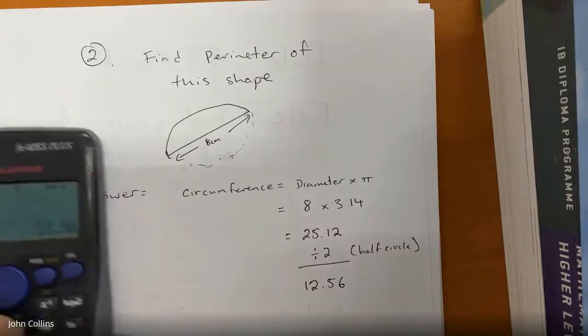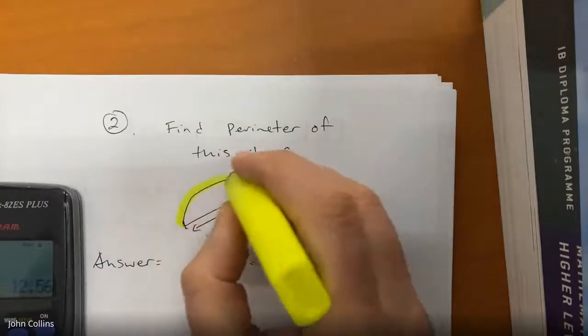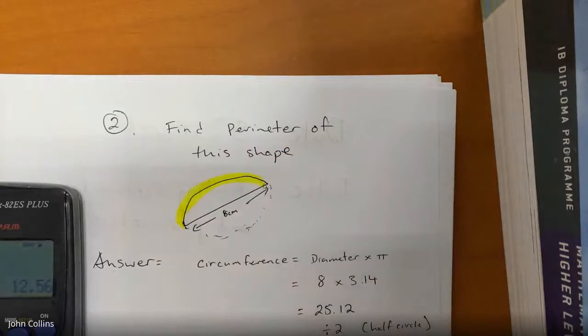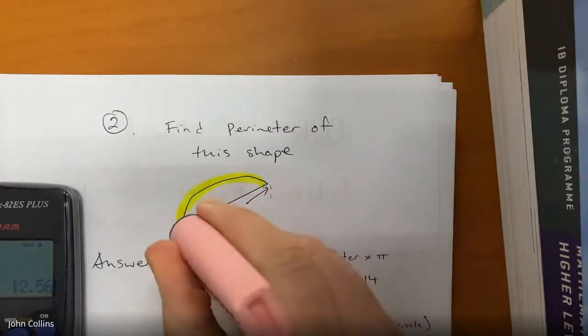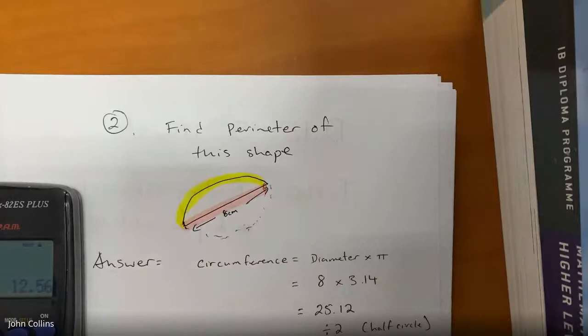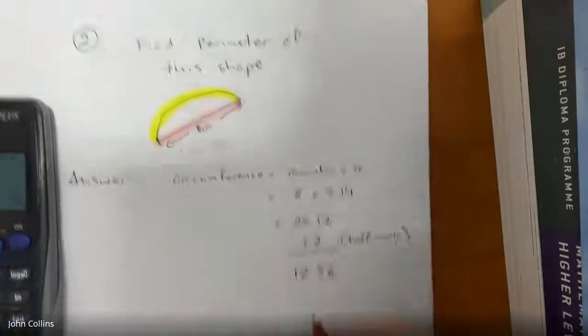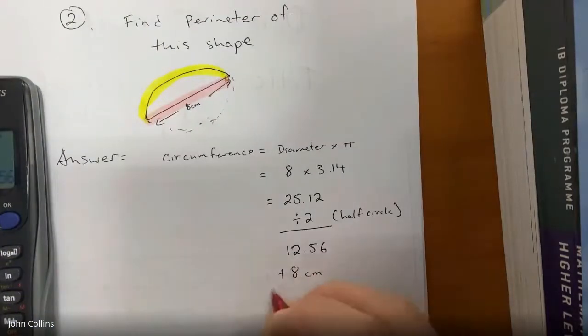No, because that has only given me the semicircular part, this part. It's only given me this curvy bit, and the perimeter is the total around the outside of it. I need to include an extra 8, this bit, don't I? Perimeter is the total of the perimeter of the shape. It has to be all sides included. So I need to include this 8. So I add an 8, as Ozzy said, add my 8 centimeters, and I get 20.56 centimeters.